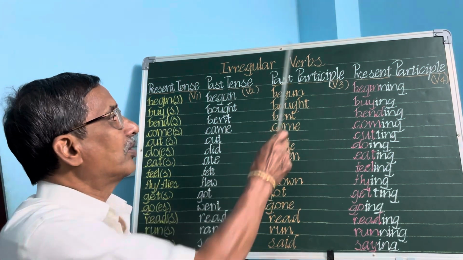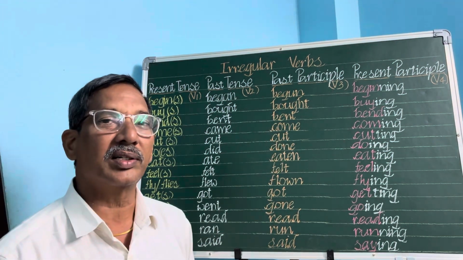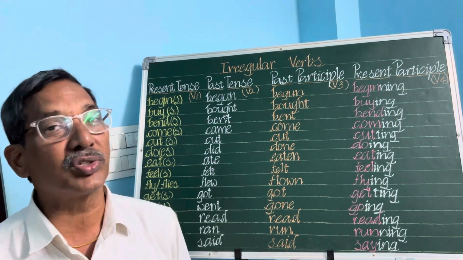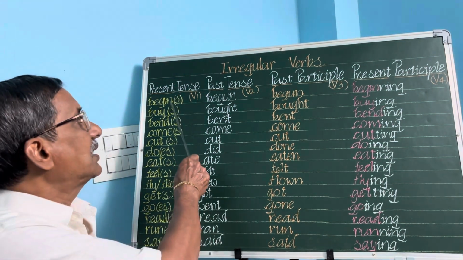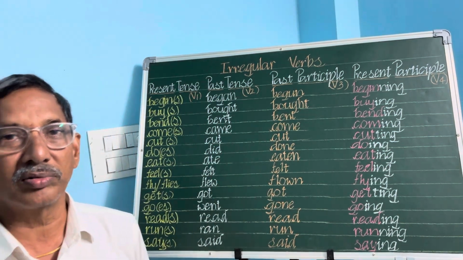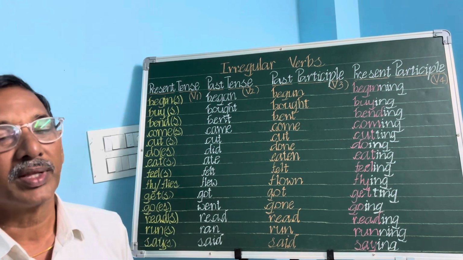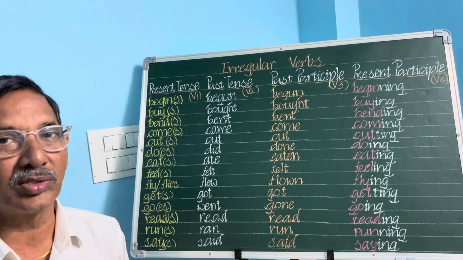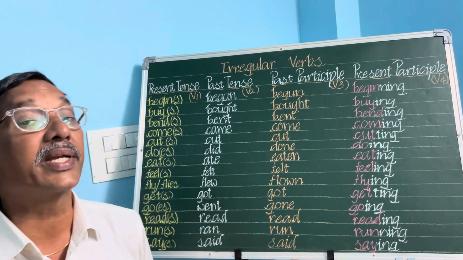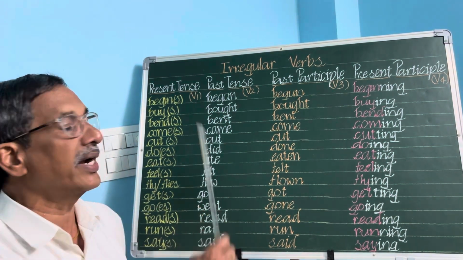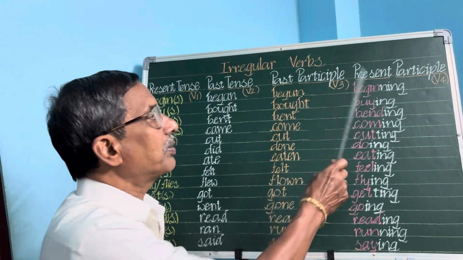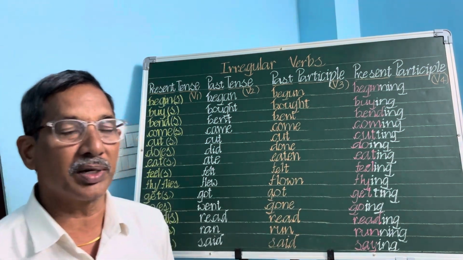See, irregular verbs. Let us categorize irregular verbs. Let us conjugate the verbs in present tense and past tense. As I have told you, the English language has only two tense forms. English verbs have only two tense forms, present tense and past tense. And other forms are past participle and present participle.